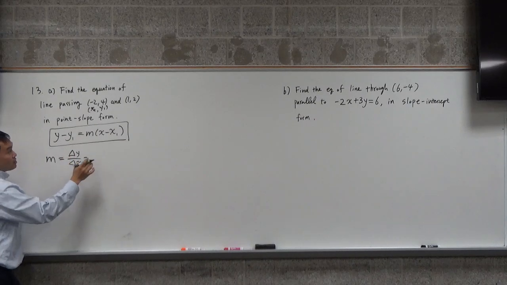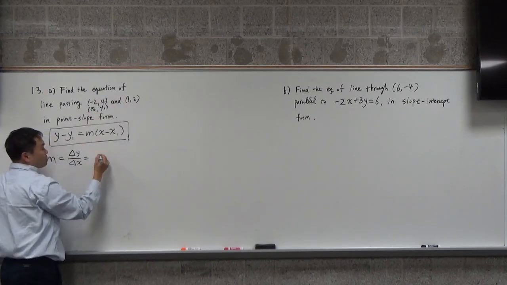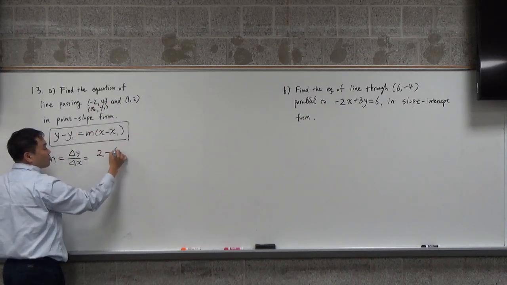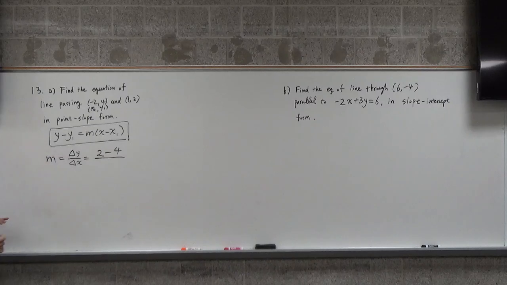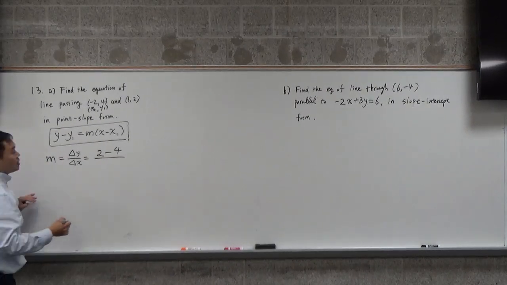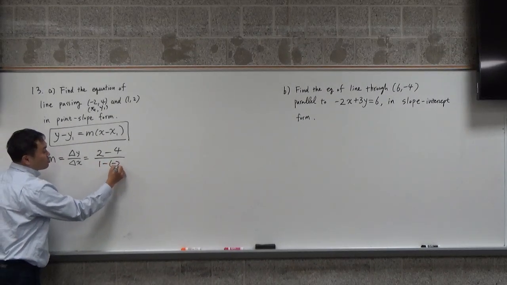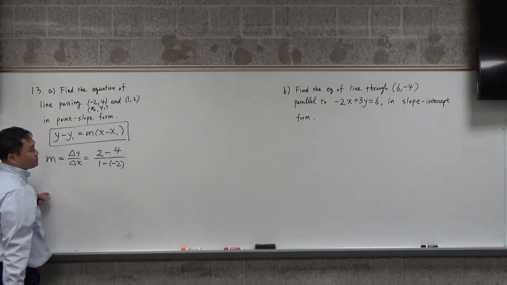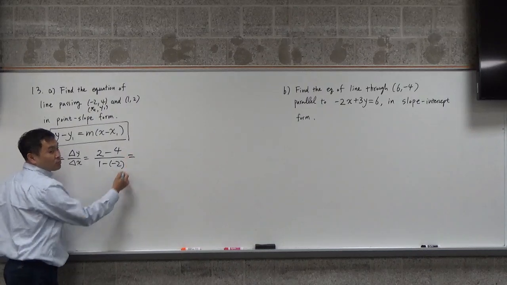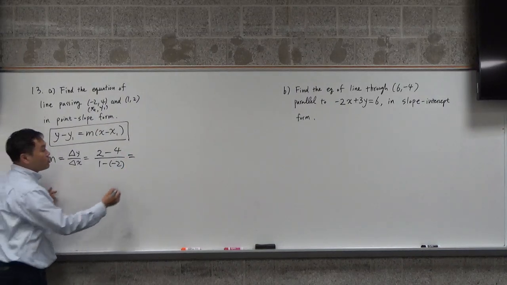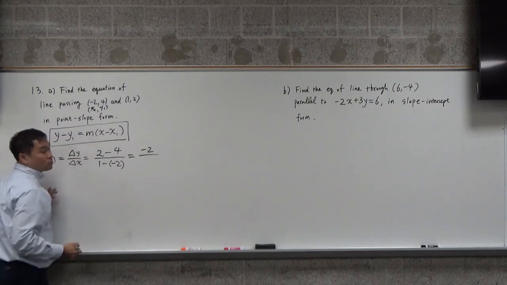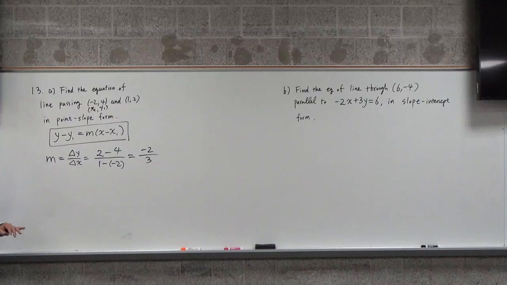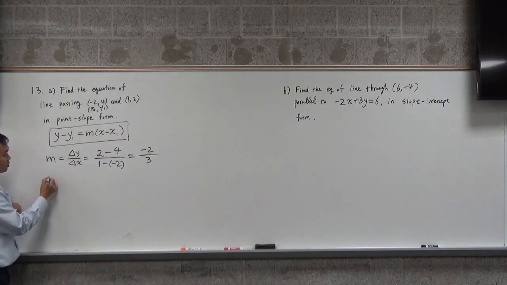What is the change of y? It's always terminal minus initial, right? So the terminal value of y is 2. Initial value of y is 4. So 2 minus 4 is what you get. And then 1 minus negative 2 is the terminal minus initial for x values. 2 minus 4 is negative 2. 1 minus negative 2 is positive 3. So that gives you negative 2/3 as your slope, and therefore we're almost done.